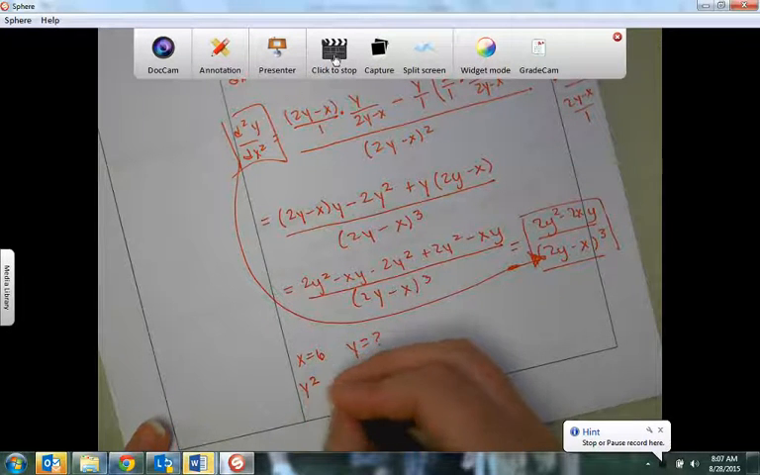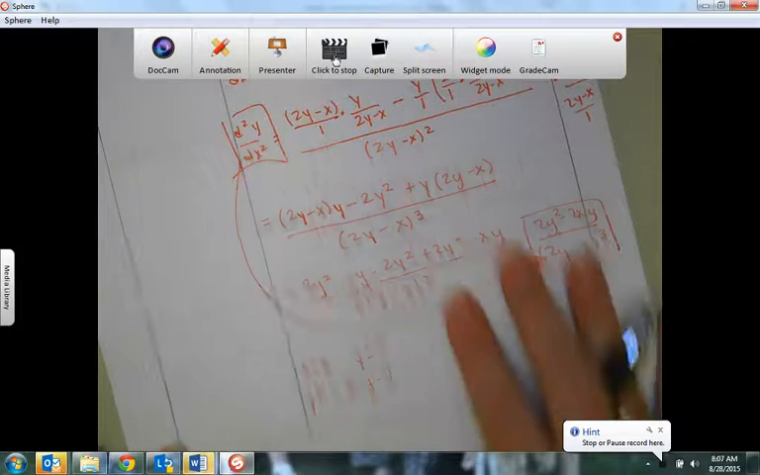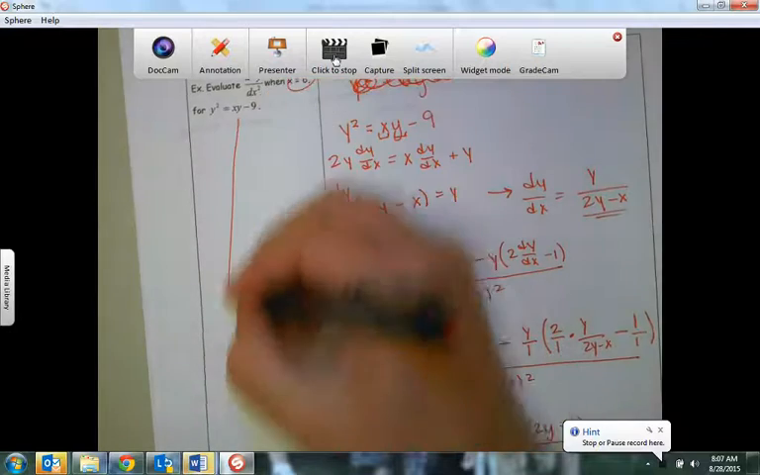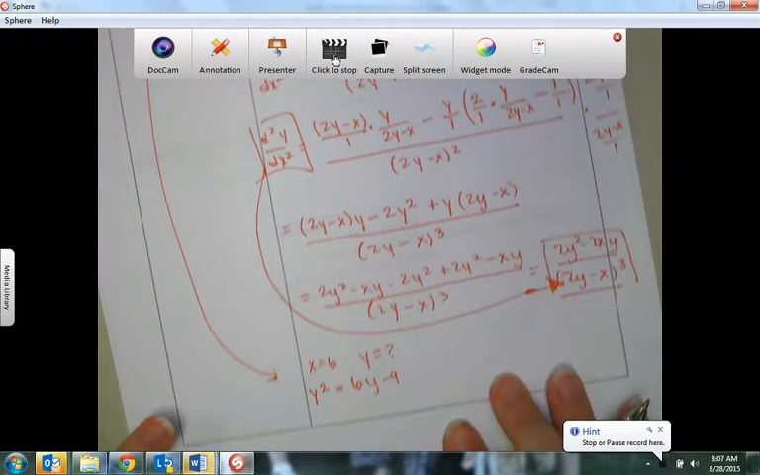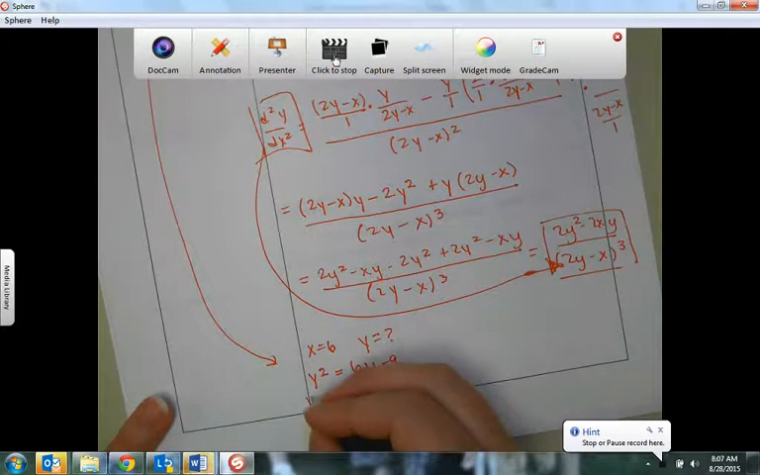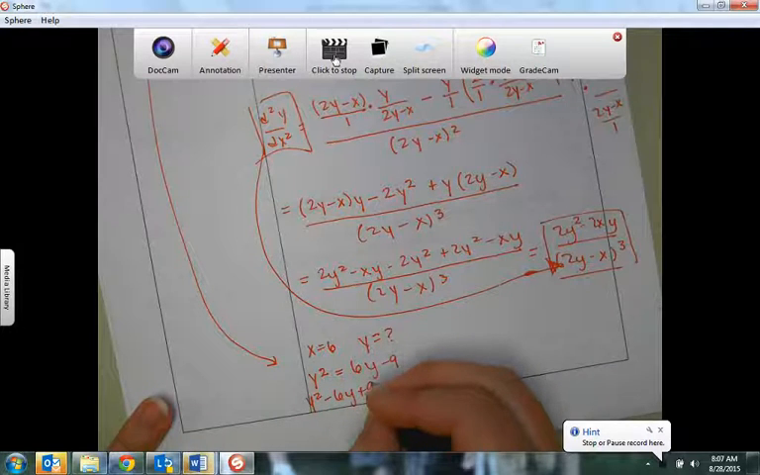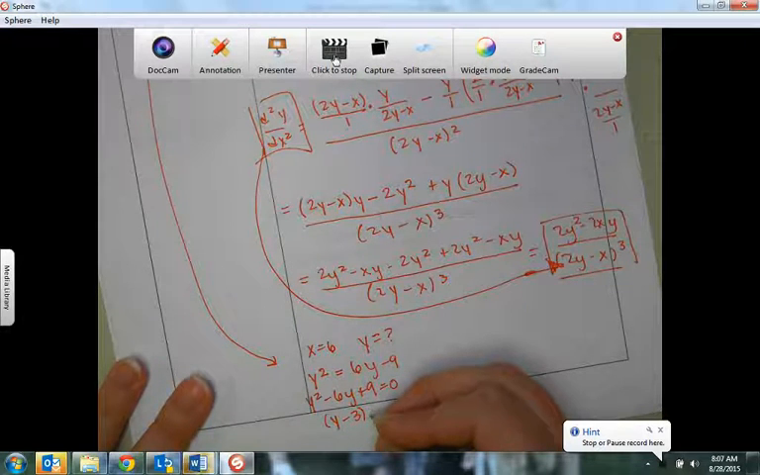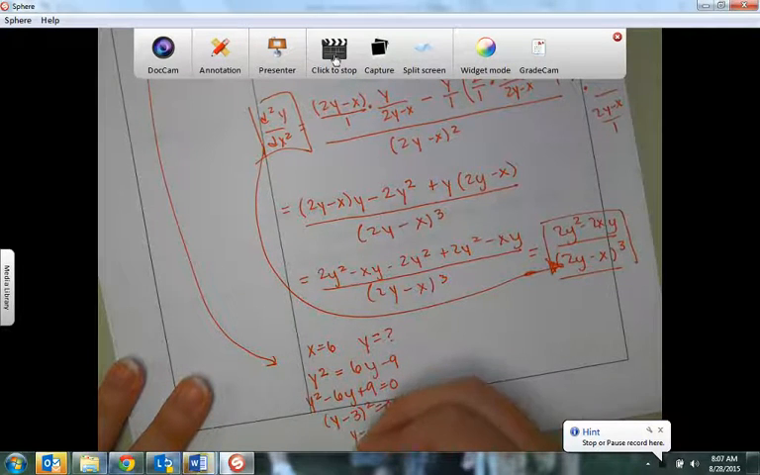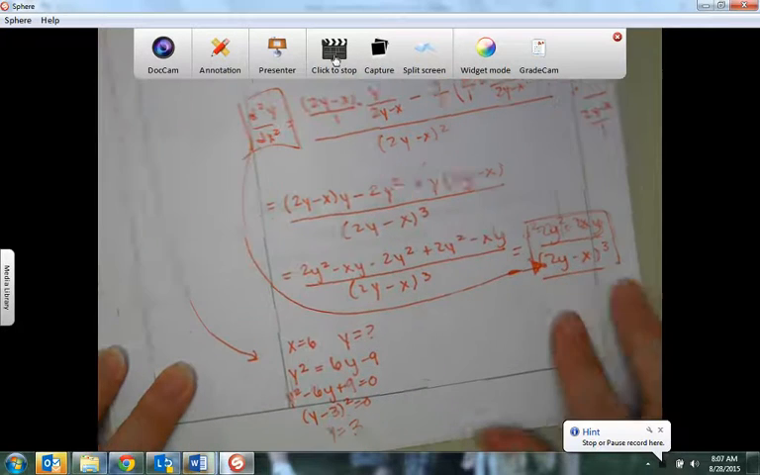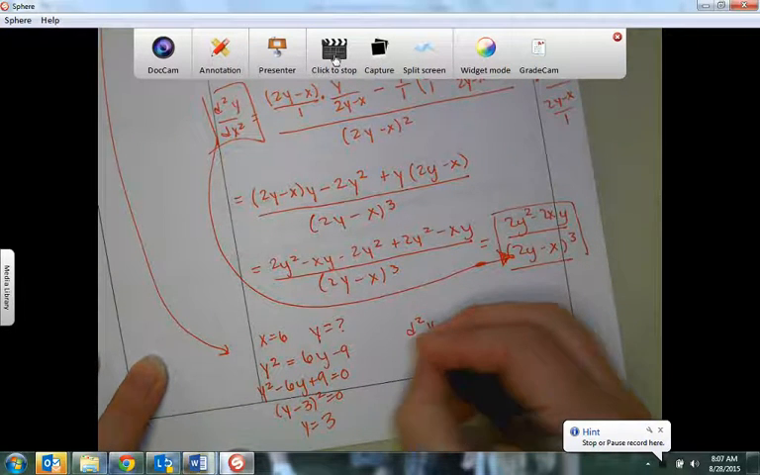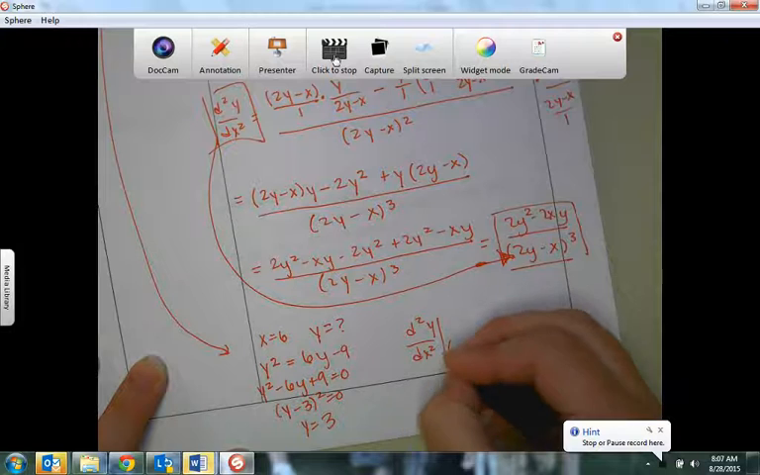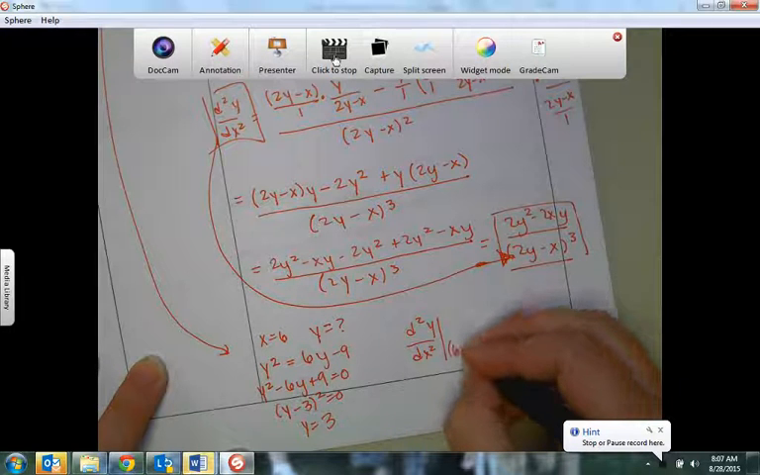So y squared would equal 6y minus 9. So I plugged it into that original equation here, so I can go solve for y. So y squared minus 6y plus 9 equals 0. That would be (y minus 3) times (y minus 3). So y would be 3. So now I'm going to evaluate it at (6, 3).